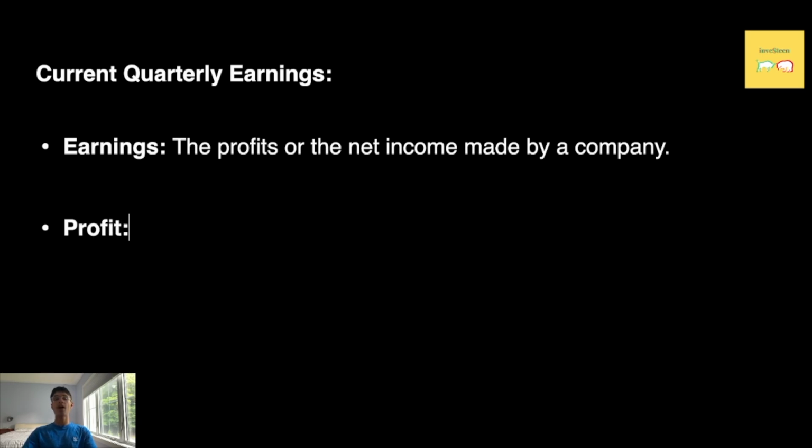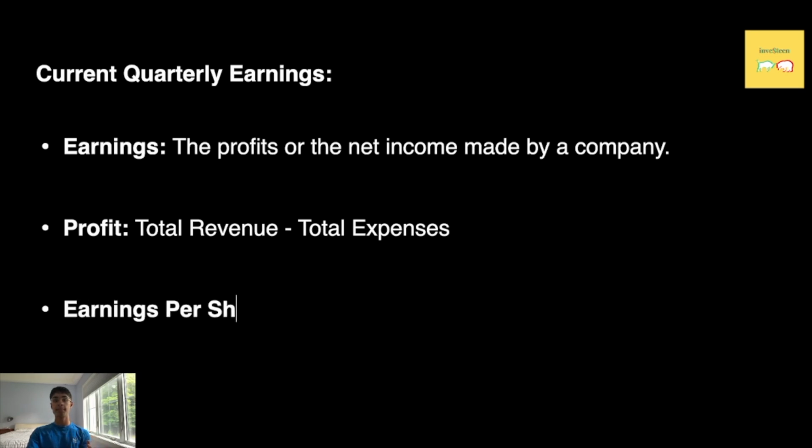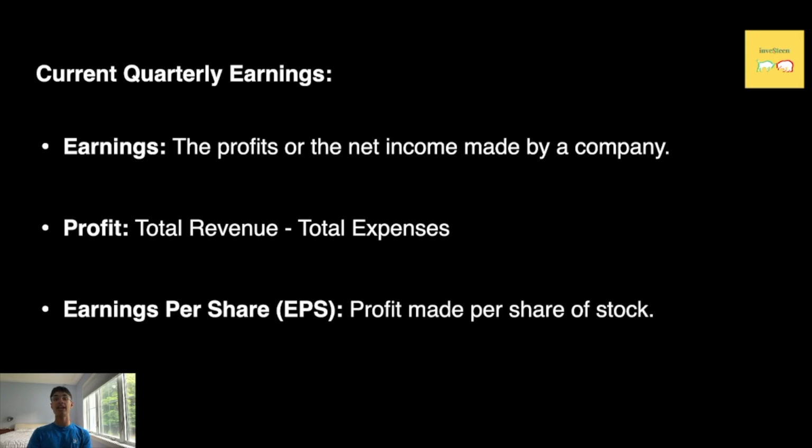And so profit, for clarification, is just the total revenue subtracted by the costs that are associated with producing the product itself. And so we look at earnings on a quarter-to-quarter basis, and the metric that we use for CANSLIM is called earnings per share, or EPS. And this just represents the profit that's made by a company divided by the outstanding shares of stock that the company has issued.